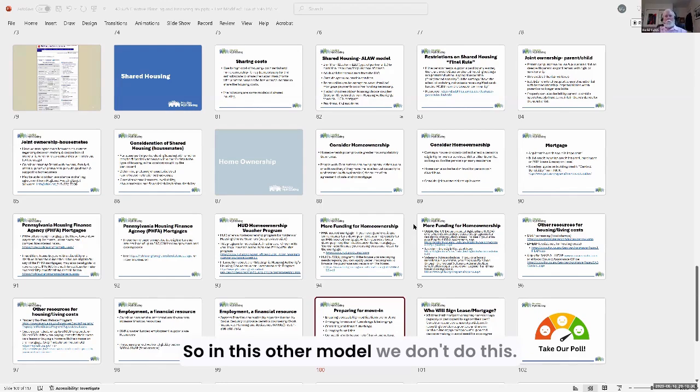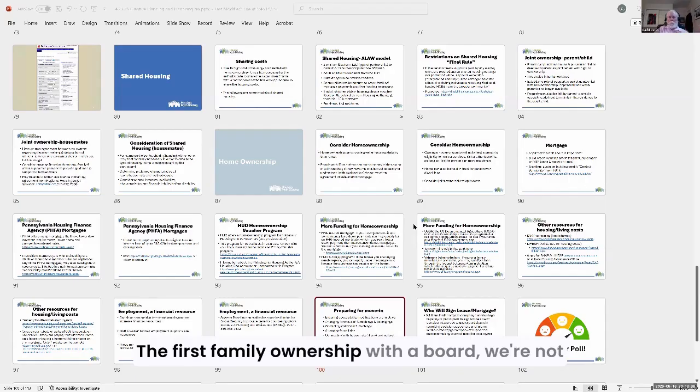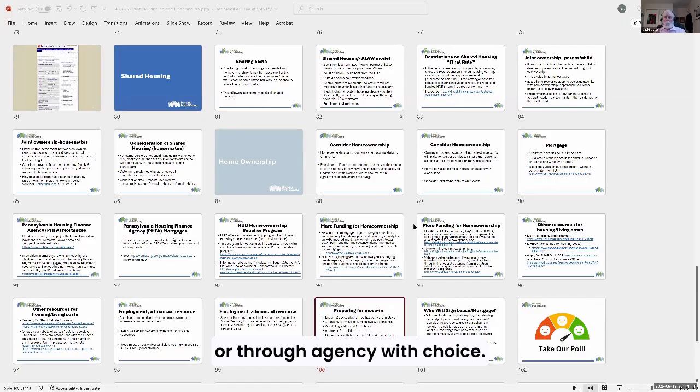So in this other model, we don't do this, the family ownership with a board. We're not talking about doing it as necessarily a corporation, nor does the family become the licensed provider of services. The family can own the home and they can reach out to other agencies which would provide the service, or they can do it as a self-directed model where they would bring in individuals through PPL or through agency with choice, but they would have to find another means of financing the cost of the property.